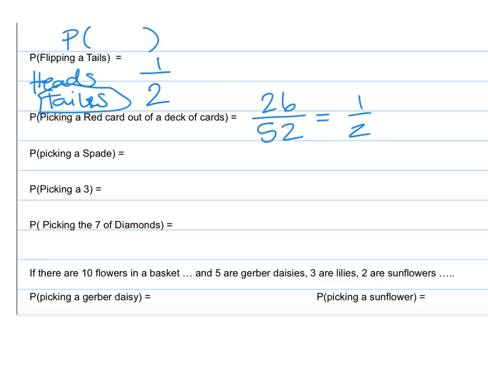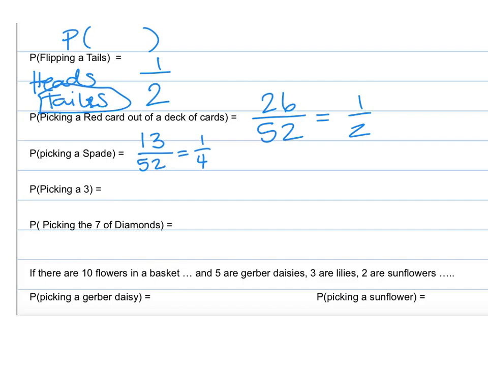Okay, picking a spade, the probability of picking a spade card. Well, again, there's 52 cards in the deck. And if you went through spades, there's ace, 2, 3, 4, 5, 6, 7, 8, 9, 10, jack, queen, king, which is 13 cards. And then if we were to simplify this, 13 over 52 would simplify to 1/4. So there's a 1/4 chance that when you pick a card at random that it'll be spades.